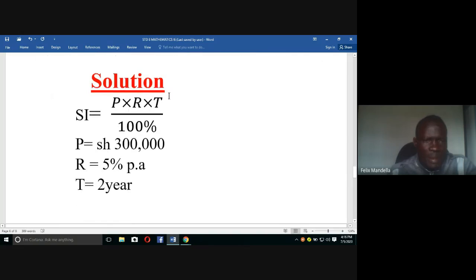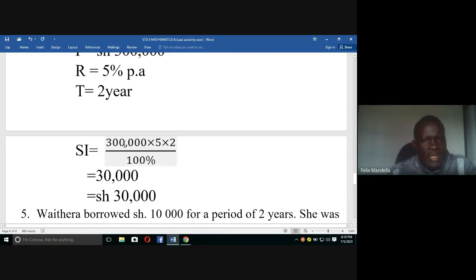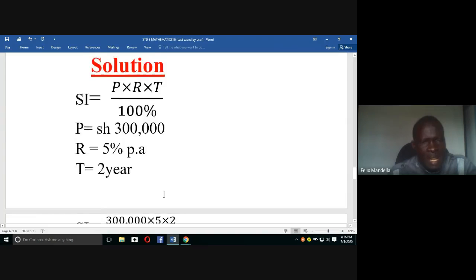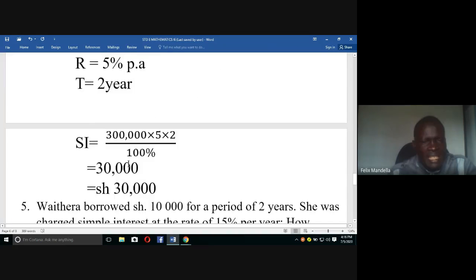Solution. Apply the formula. Same principle here, principal is 300,000. Rate 5% per annum. Time 2 years. Rate is per annum, time is in years, so we don't have a problem with that. So 300,000 times rate times time, 5 times 2, over 100. You calculate that one, you get 30,000. But listen to the question. How much money was in her account at the end of 2 years? So the total amount. So here, this is the interest alone.